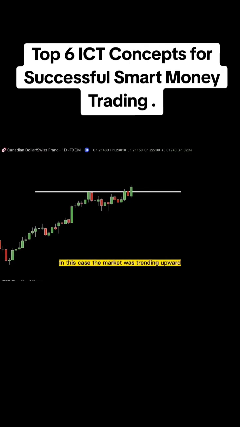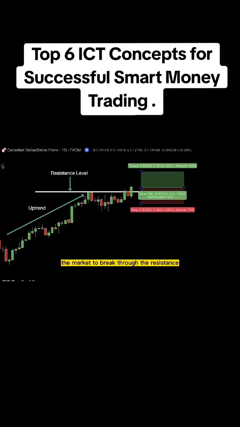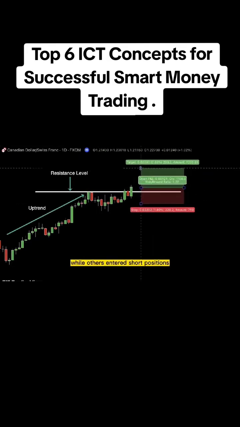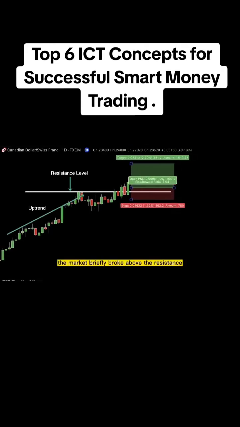In this case, the market was trending upward and reached a key resistance level. Many traders expected the market to break through the resistance and continue higher, while others entered short positions, placing their stop losses above the resistance level. The market briefly broke above the resistance, triggering the stop losses of short traders and activating the buy orders of those who anticipated a breakout.